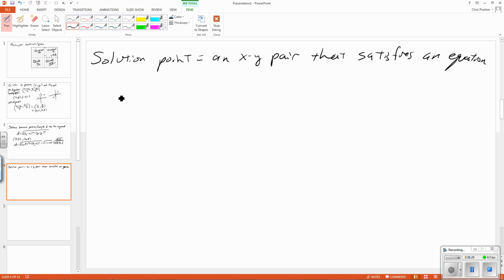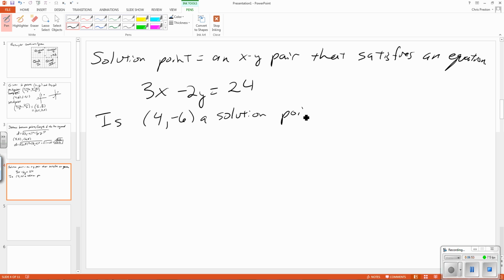Okay, so let's say I have 3x minus 2y equals 24. And I ask, is (4, -6) a solution point? In other words, if I plug in 4 for x and -6 for y, will I get 24?